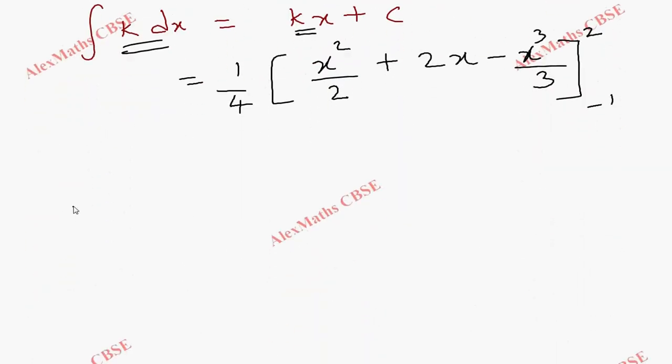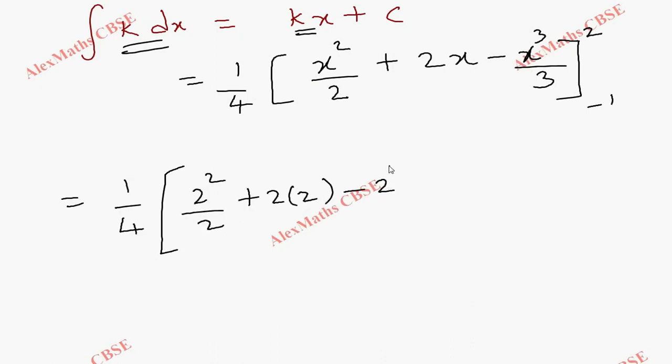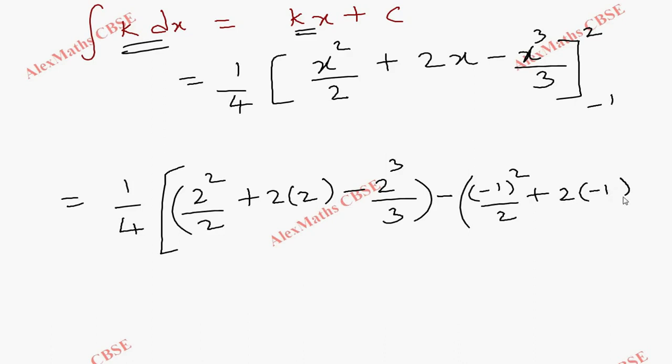So totally outside we have 1 by 4. Let us substitute the upper limit in place of x. So it is 2 square by 2 plus 2 into 2 minus 2 cube by 3. So we completed the upper limit. Minus the lower limit: we have to substitute -1 in place of x. So (-1) whole square by 2 plus 2 into -1 minus (-1) whole cube by 3, and bracket close.